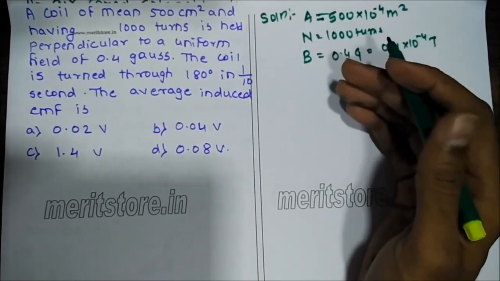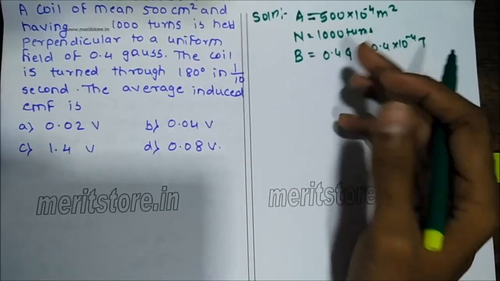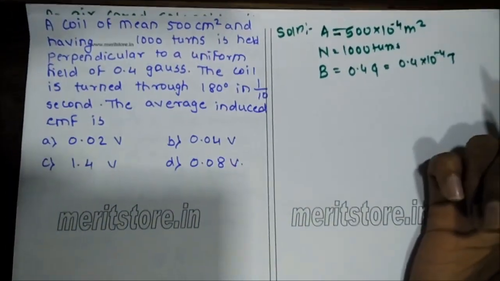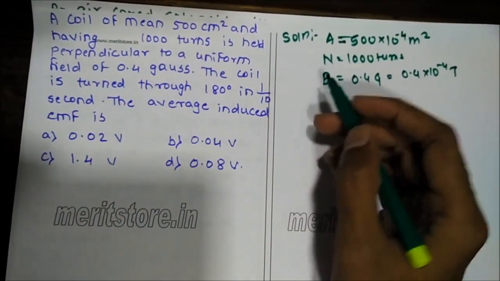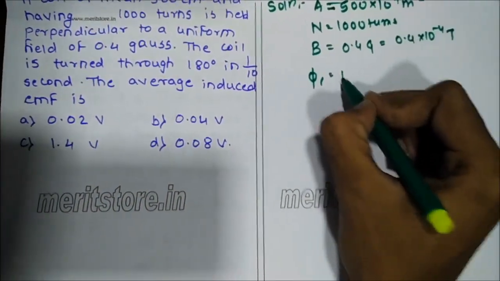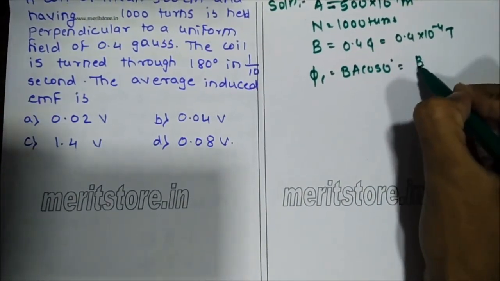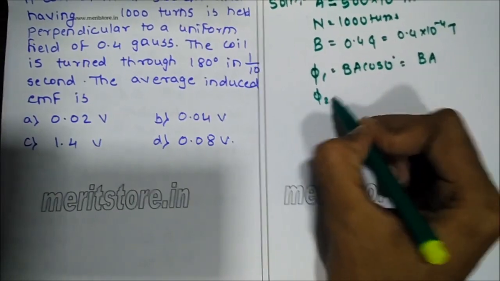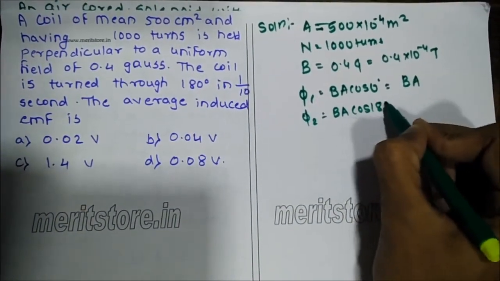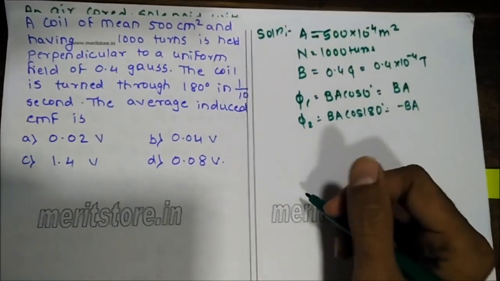So there are two fluxes. So when the coil is held perpendicular to the field, the normal to the plane of the coil makes an angle 0 degree to the field B. Okay, so we have two fluxes, that is phi 1 at cos theta of cos 0 degree. So we have the formula BA cos 0 degree, that becomes BA, and phi 2 which is BA cos 180 degree, that is equal to minus BA. Okay, so plus BA and minus BA.